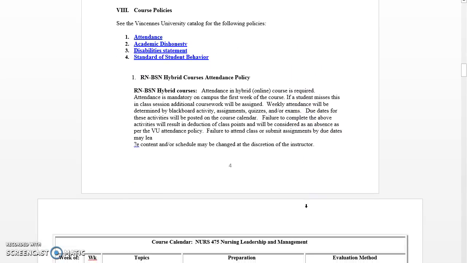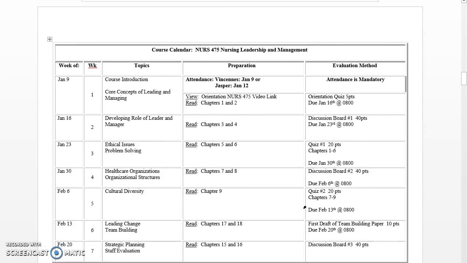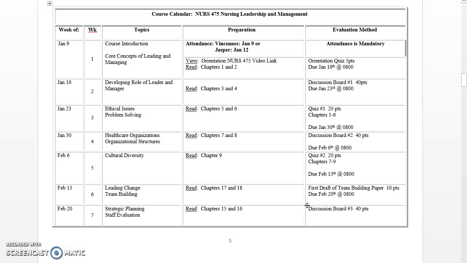Here again is the rest of our course policies. Here is your course calendar. Again, for this spring 2017, your orientation will be January 9th or January 12th. Again, attendance is mandatory. You get 35 points just for coming. You should have your schedule when you should be here as well.